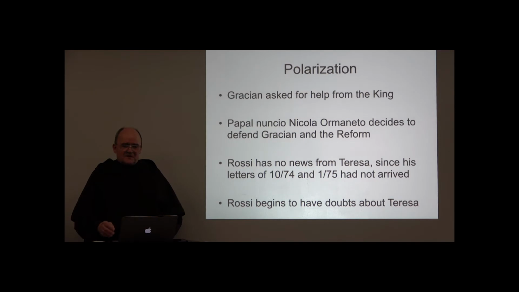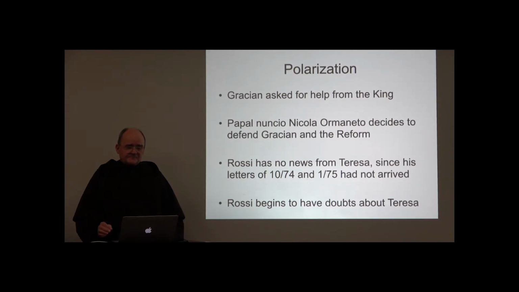Let's have a look at the condition of Spain at the beginning of Gregory XIII's pontificate. Gratian had already asked for help from the king. Once the Dominicans had been withdrawn, the reform was back in the hands of the Carmelites. And Gratian felt that he was under siege, that he was being sidelined, although that might not have been true. So he again asks for help from the king. His own family had strong influence at the royal court, so he got a good hearing.